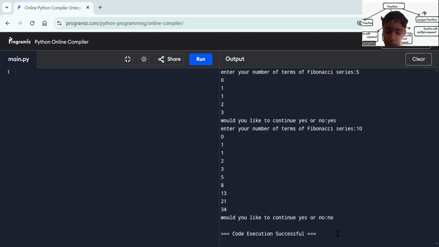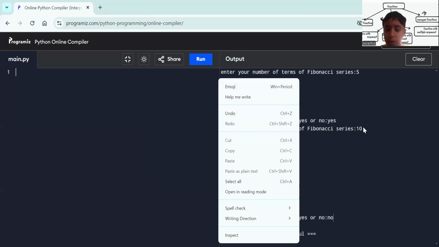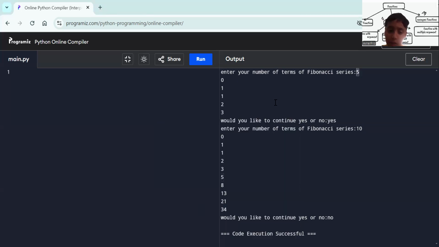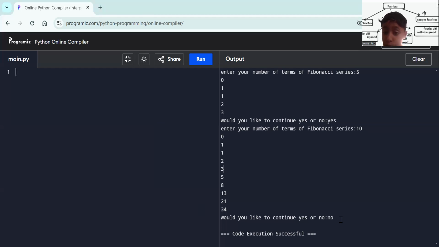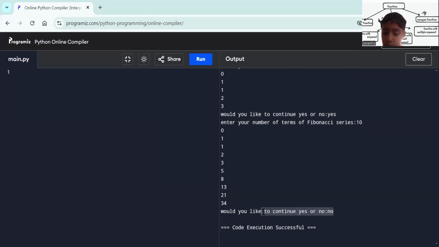So here's an example. Okay, you can see this is the output. We write 5, it writes all 5 terms. 10, it writes all 10 terms. Okay, and then would you like to continue? Yes, we go again. And no, we don't.